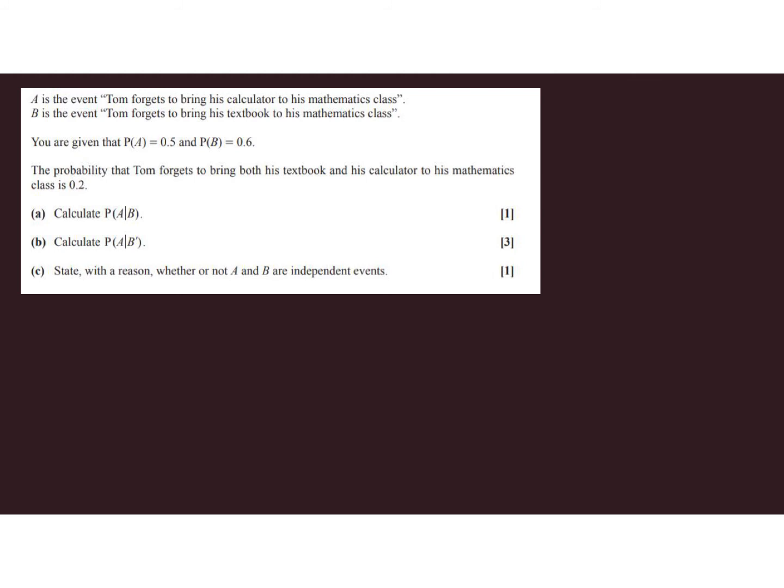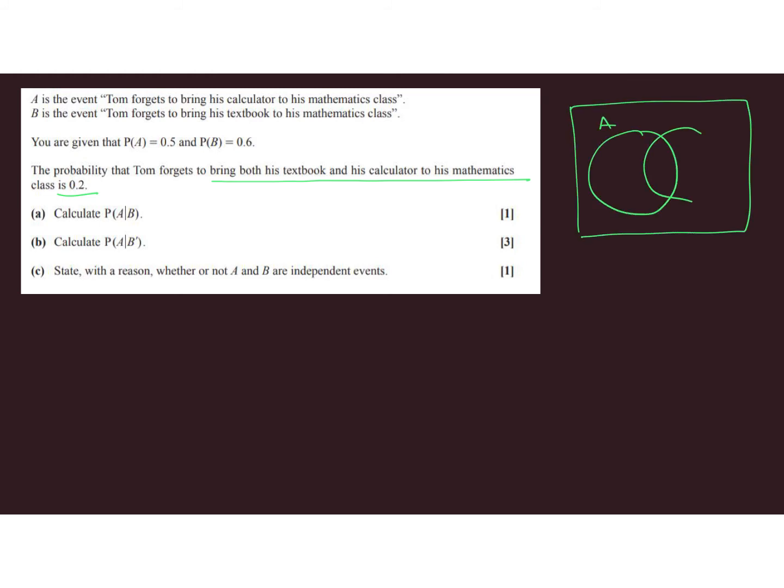So on to the next example. A is the event Tom forgets to bring his calculator, B is the event Tom forgets to bring his maths book, and we are given the probabilities for P(A) and P(B). Now, the probability that he forgets to bring both of those is 0.2. So this instantly sets us up very easily for a Venn diagram, A and B represented by the 2 circles. Now, the probability that he forgets to bring both is the intersection. So forgets to bring his calculator, forgets to bring his textbook, that's 0.2.